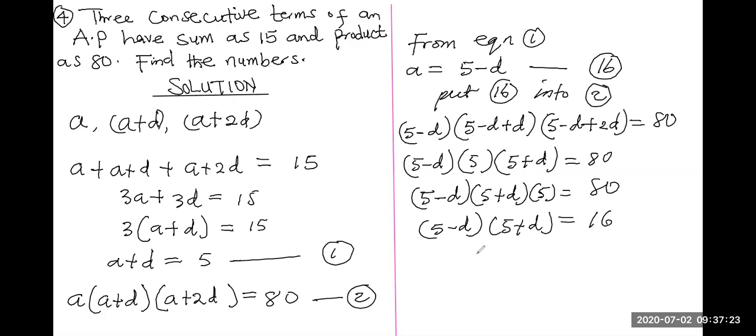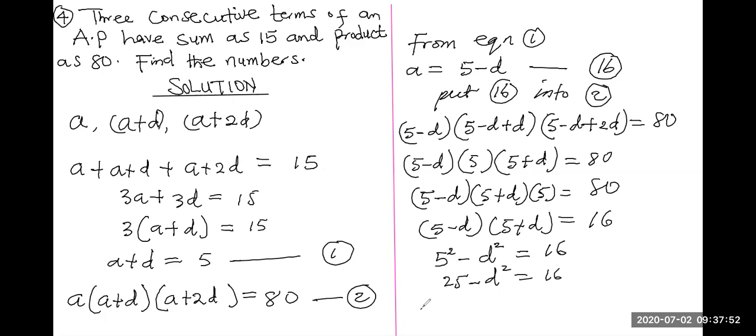Now I'm going to follow a very short approach. Some of you could have expanded this, but let's learn to think ahead of time so that we can follow a shorter process. If I apply the difference of two squares, the first term is 5 squared, minus the second term, D squared, equals 16. That gives us 25 minus D squared equals 16.